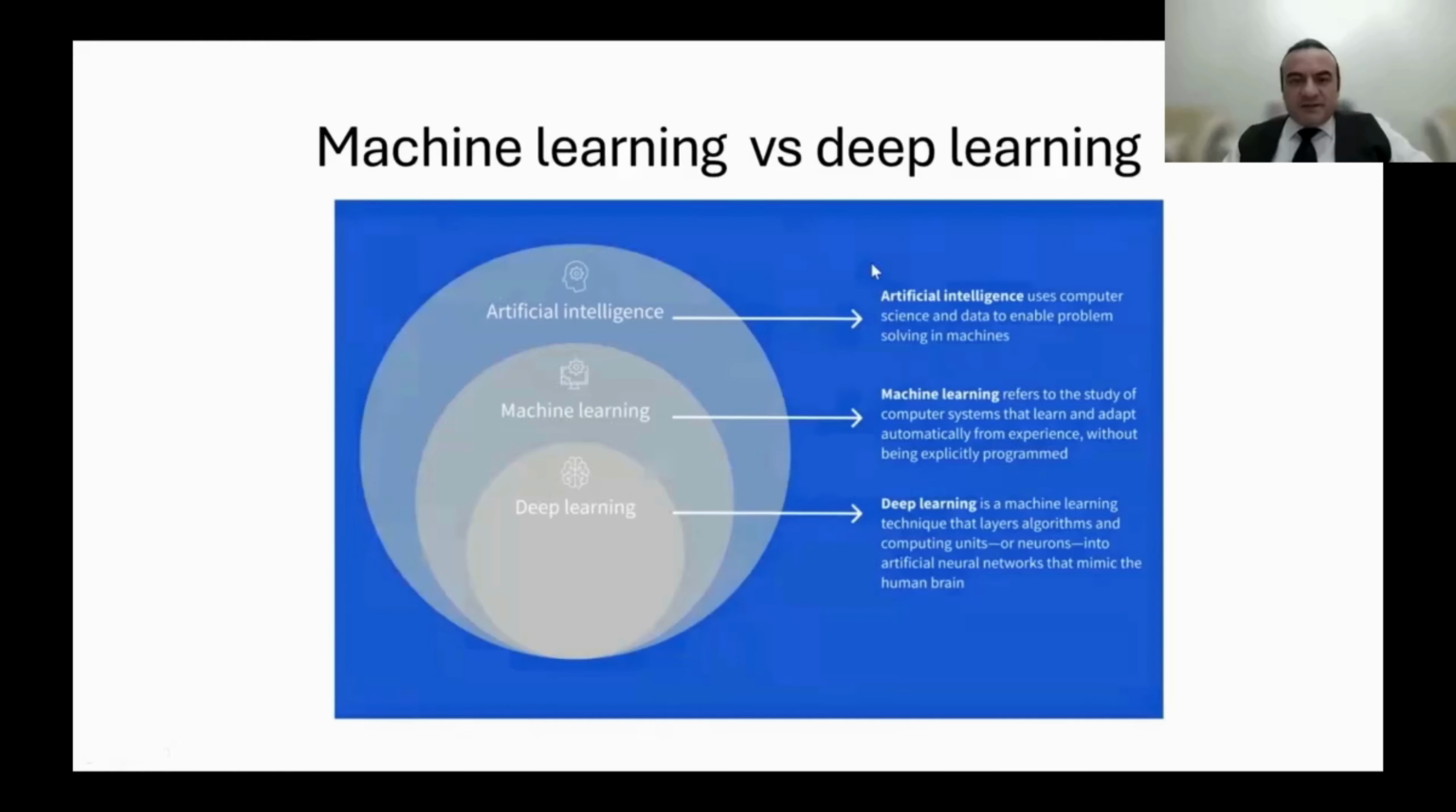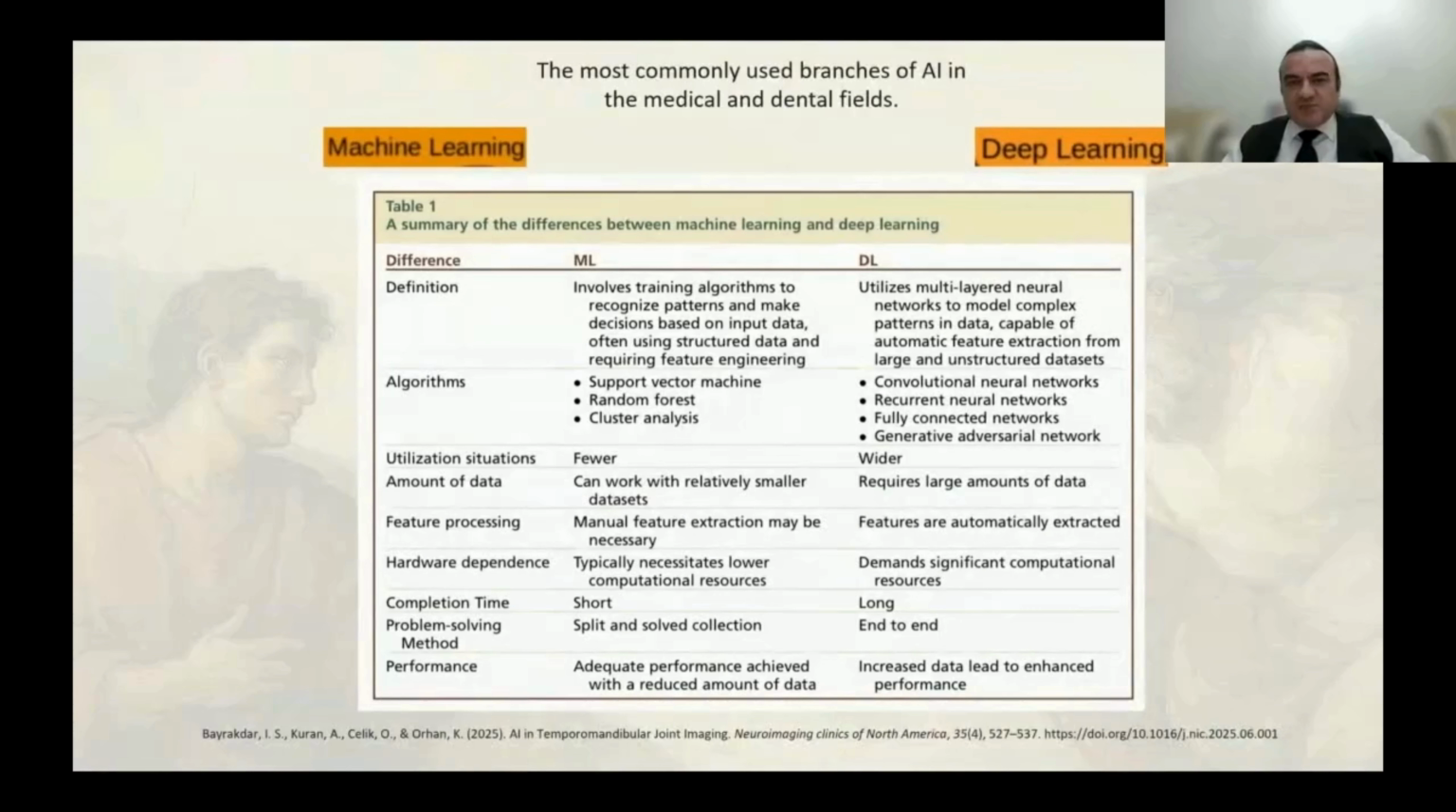Having said that, when I'm lecturing, many people ask me: what is the difference between machine learning and deep learning methodologies? As a summary, starting from the definition, machine learning involves training an algorithm to recognize patterns and make decisions based on the input data. But deep learning utilizes multi-layered neural networks to model complex patterns in data.